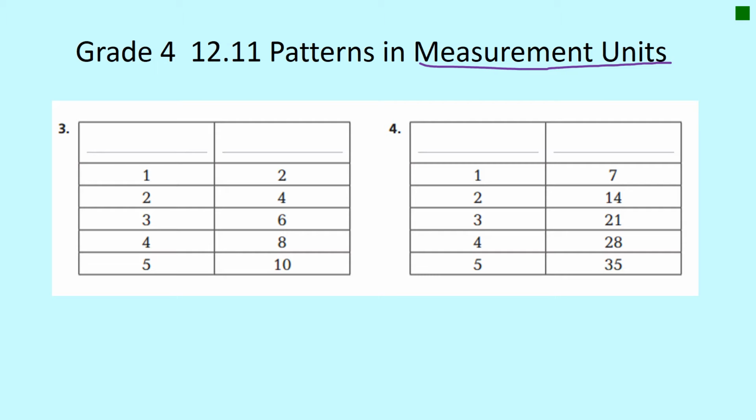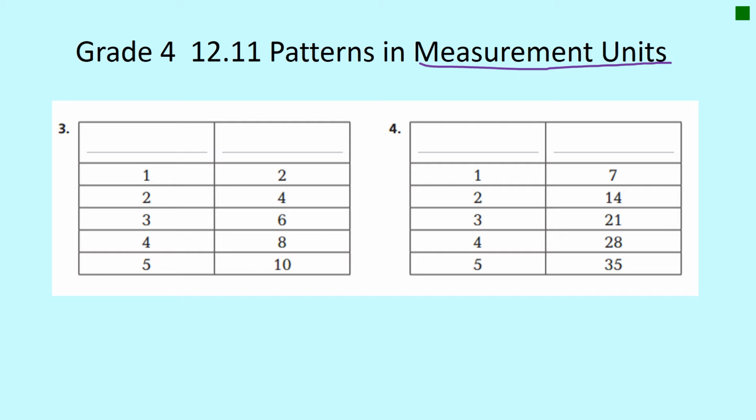So let's look at number 3. The directions say each table shows a pattern for 2 customary units of time or volume. Label the columns of the table. Okay, so it's customary units, which we know is what we use here in America, pounds, feet, all that good stuff. But it's for time or volume. Time is days, weeks, seconds, all that good stuff. And then volume, cups, gallons, quarts, all that stuff.